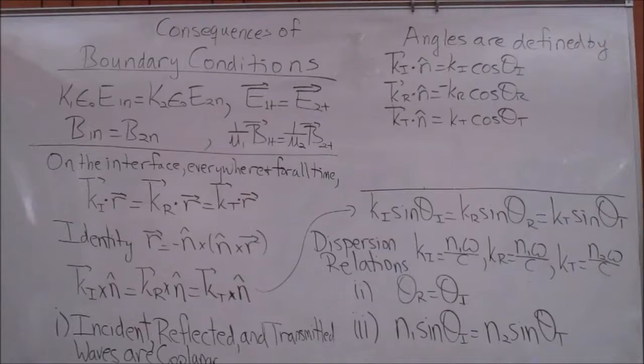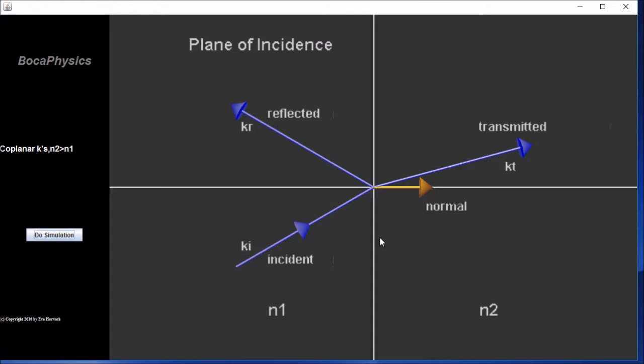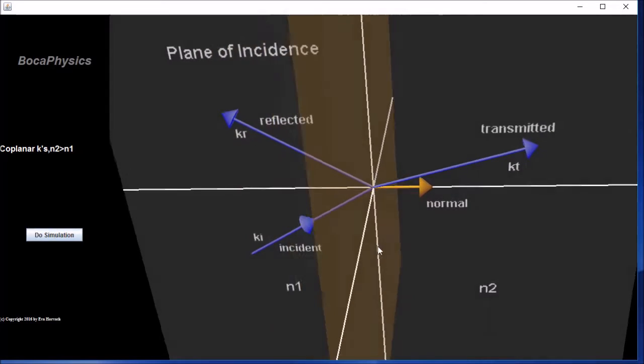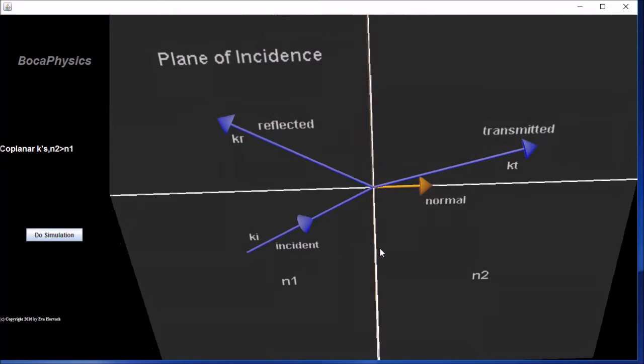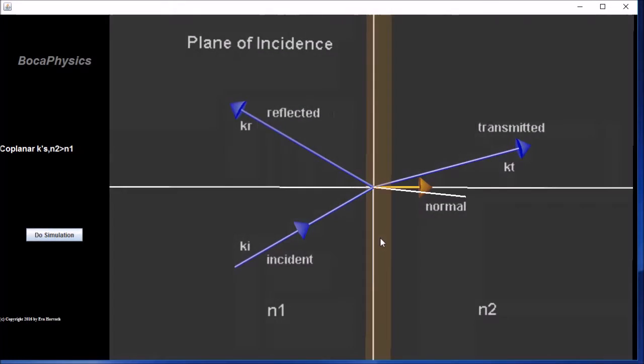The index of refraction of medium 1 times sine of the angle of incidence is equal to the index of refraction of medium 2 times sine of the angle of transmission. Here we see depicted the three fundamental laws of geometric optics. The incident, reflected, and transmitted waves are coplanar, and the normal also lies in this plane. The angle of reflection equals the angle of incidence, and we see Snell's law.